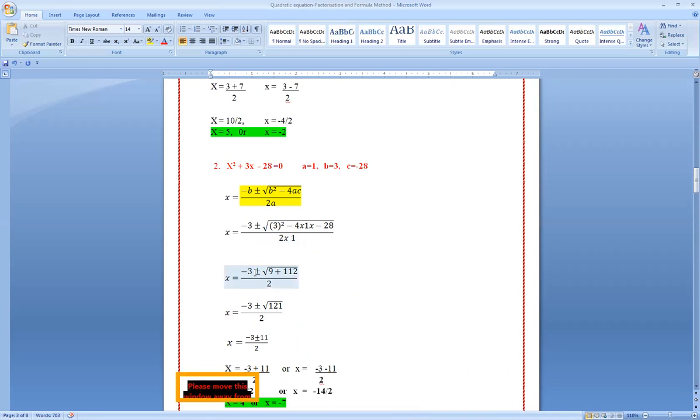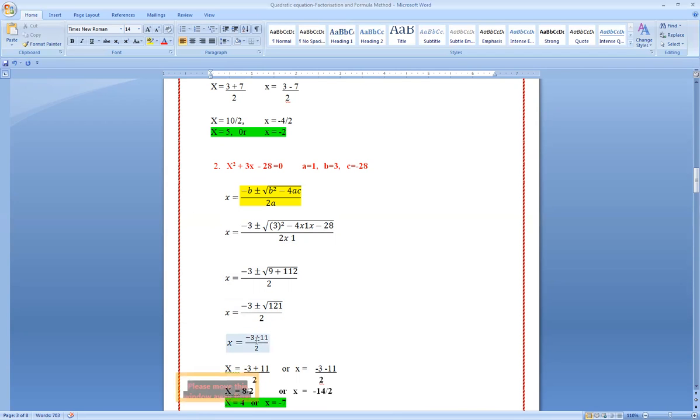So x equals minus 3 plus or minus root of 3 square, which is nothing but 9. Minus into minus, we have to multiply both the signs as well as the numbers. So minus into minus becomes plus, 4 into 1 is 4, into 28 is 112, divided by 2. Again x equals minus 3 plus or minus root of 9 plus 112, the value is 121 divided by 2.